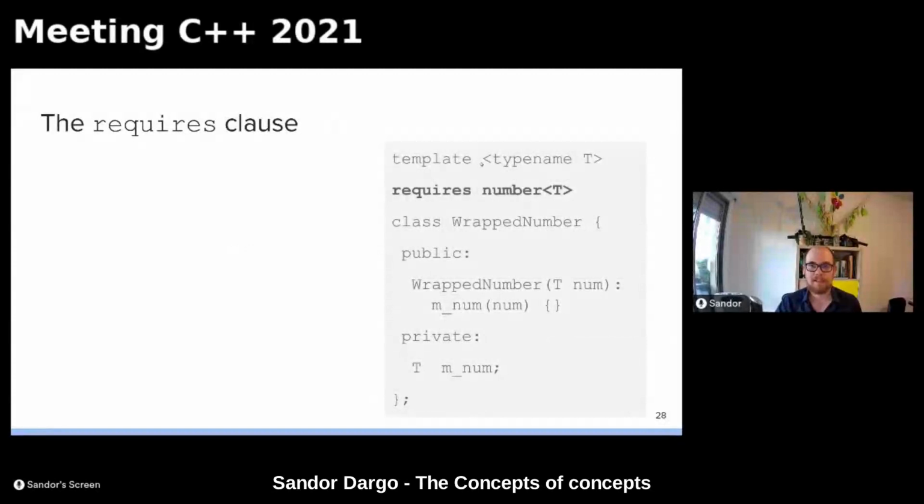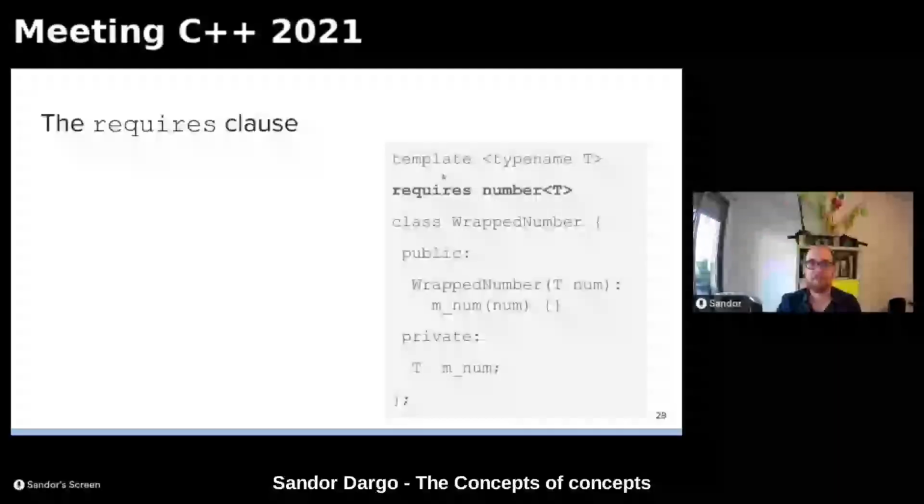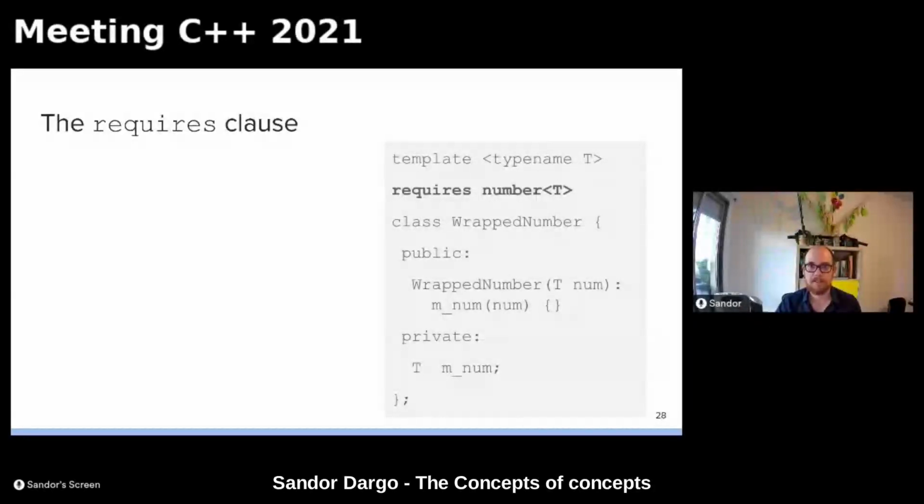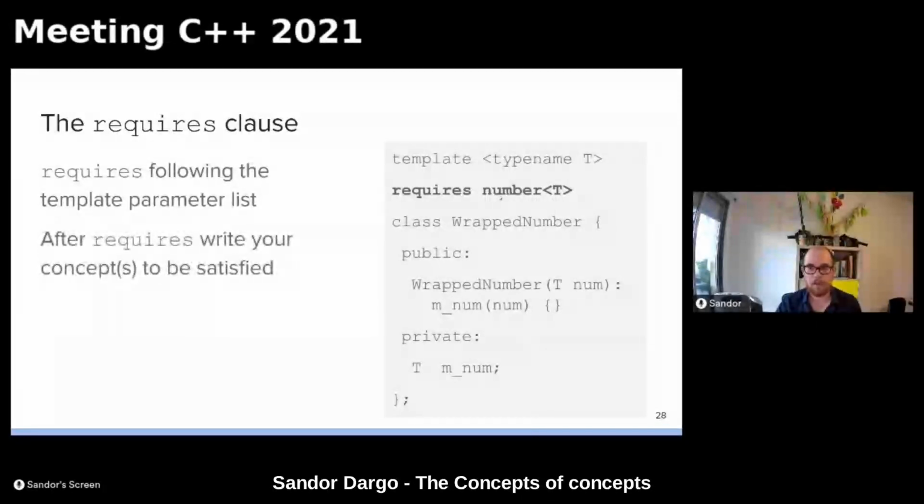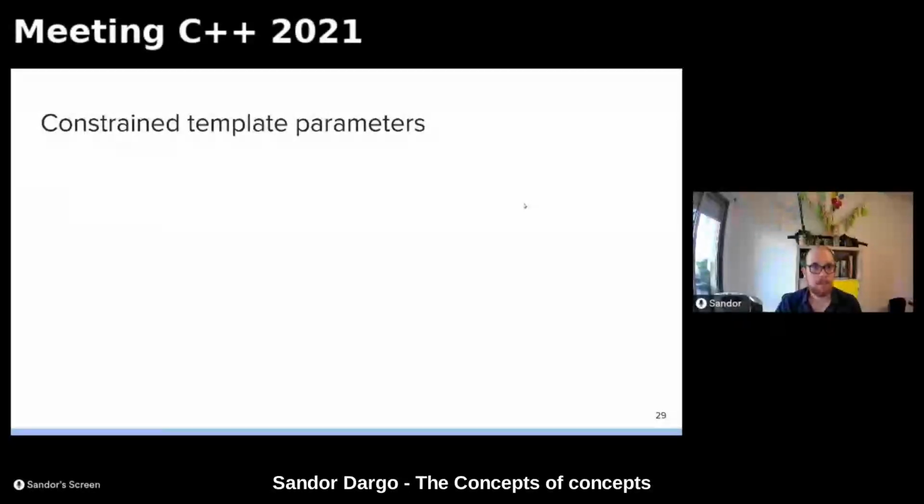You can see here that we can use it pretty much the same way as for function templates. It comes after the template parameter list. So here we have our wrapped number class, which has this template type T, and we require that T must model the concept of a number. So it's fairly simple. And again, here you can write any complex expression that you want.